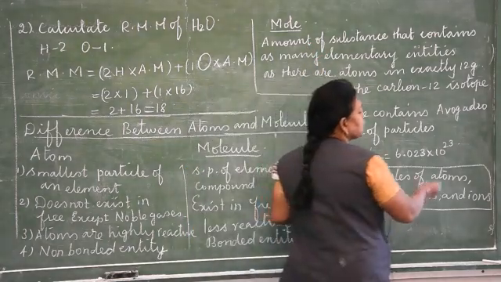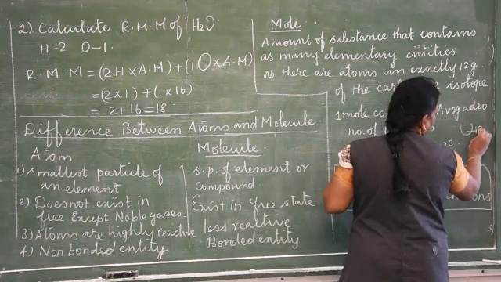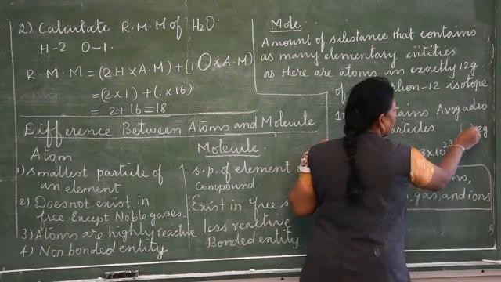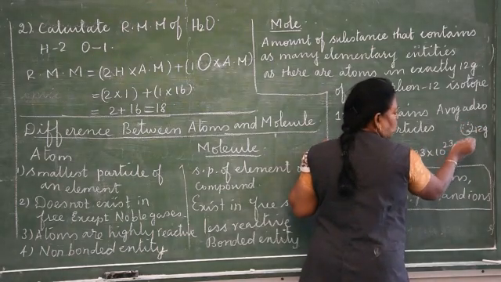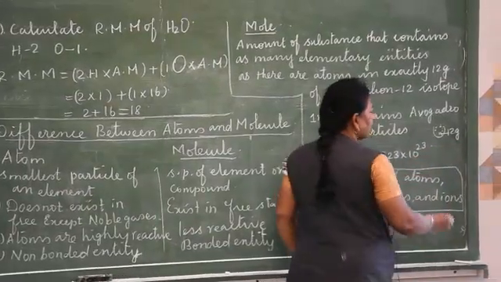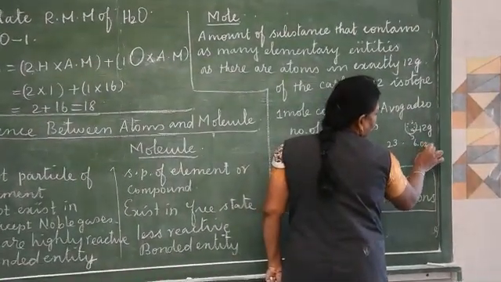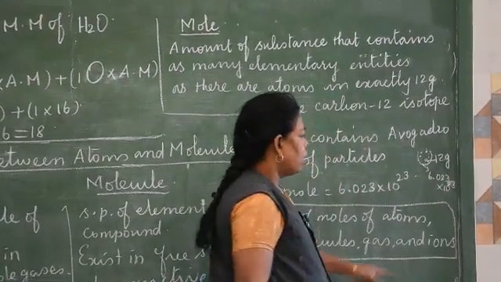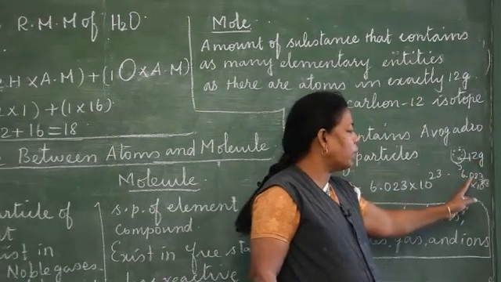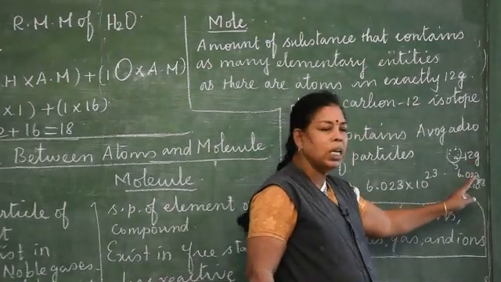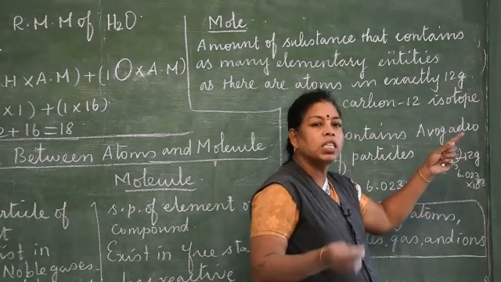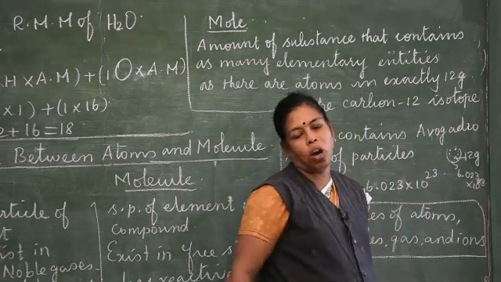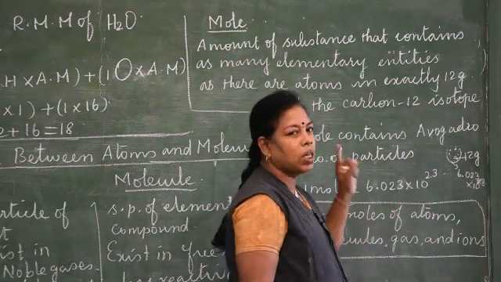For example, this is 12 gram of C12. We count the number of particles present in it. How many particles are there? It contains 6.023 into 10 to the power 23 particles. To make this much number of particles in another element, how much amount of substance is required? That is called 1 mole.